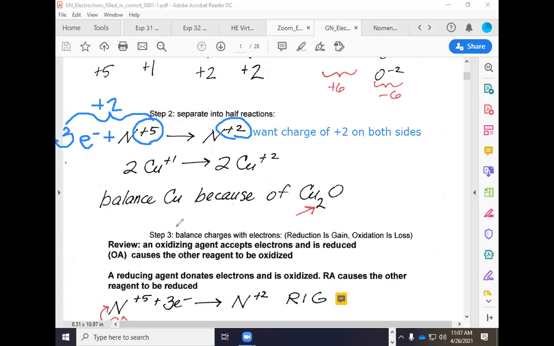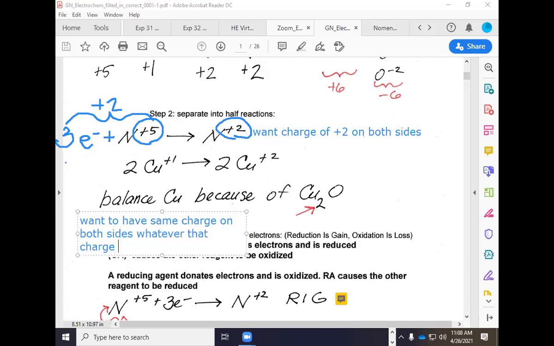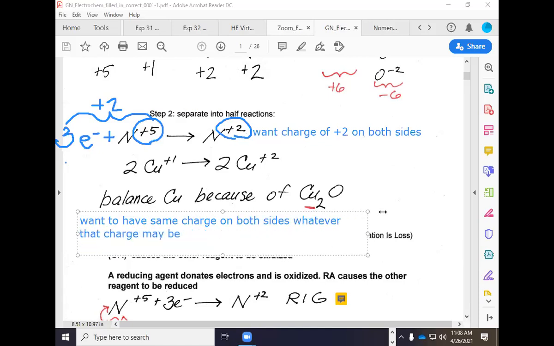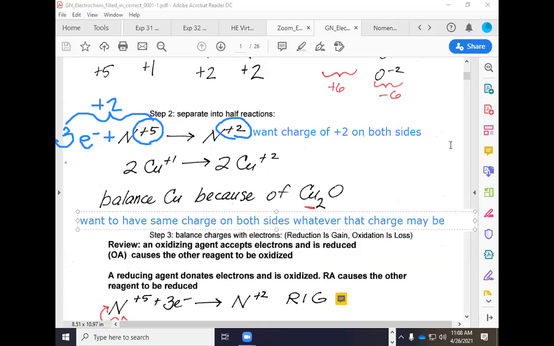When we're adding the electrons, we're balancing with the electrons. We want to have the same charge on both sides, whatever that charge happens to be. That is what we're doing.